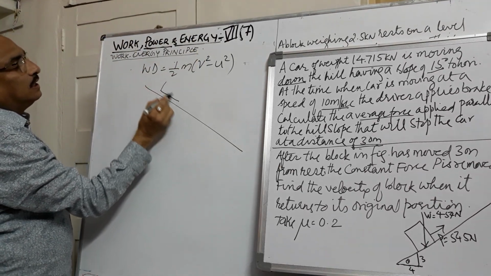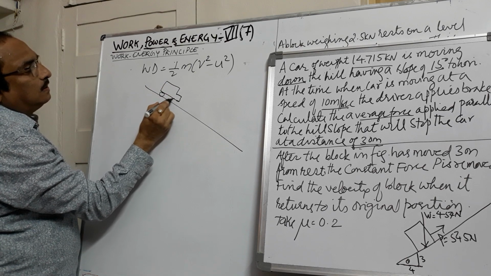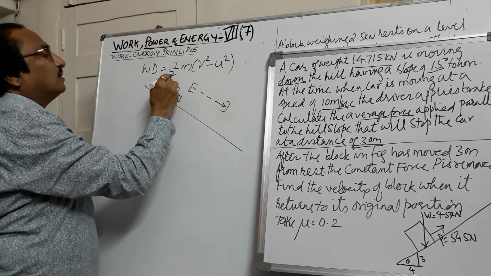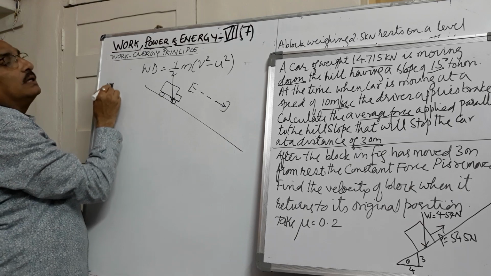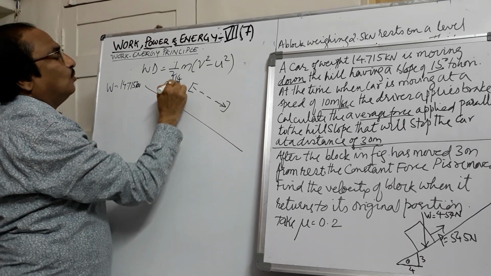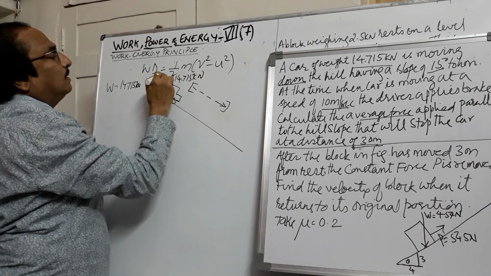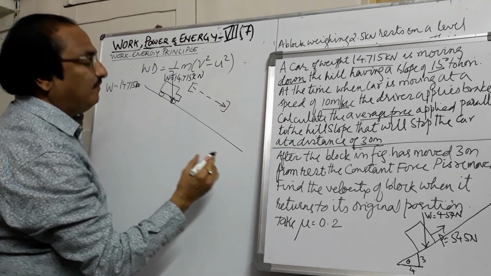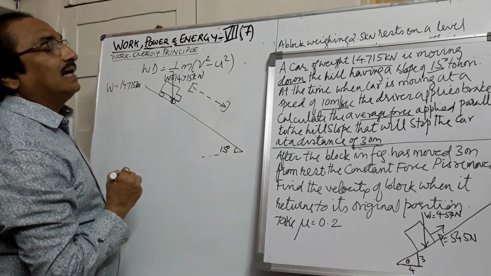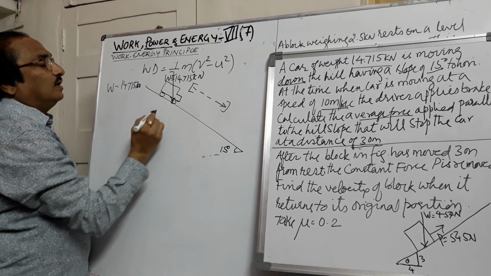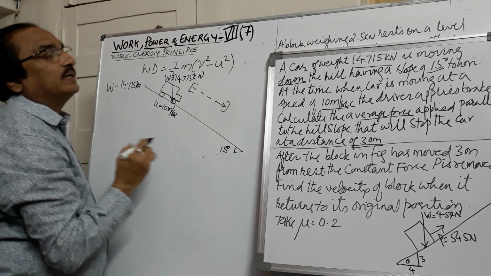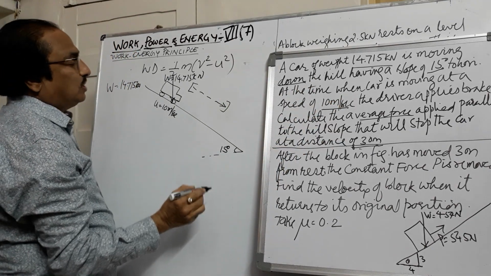So this is a car, it is moving down a hill. The weight of the car W is 14.715 kilonewton, having a slope of 15 degrees. So the angle made by the inclined plane is 15 degrees. At the time when the car is moving at a speed of 10 meter per second, so this is the initial speed, the driver applies the brakes.